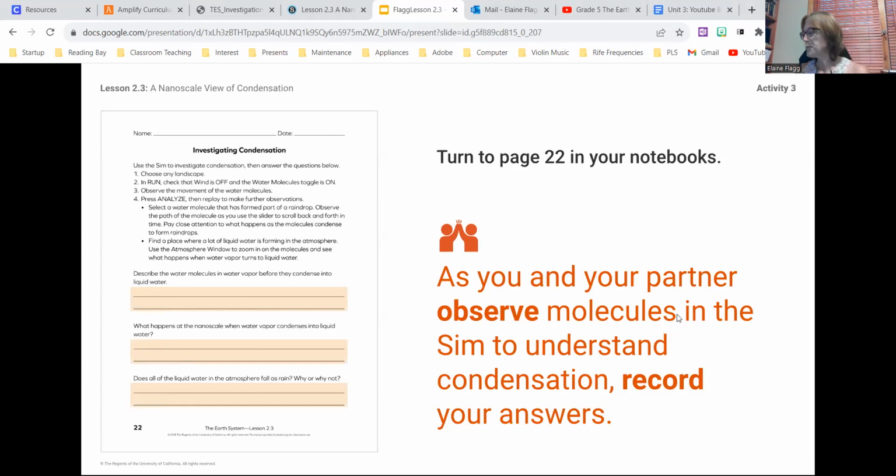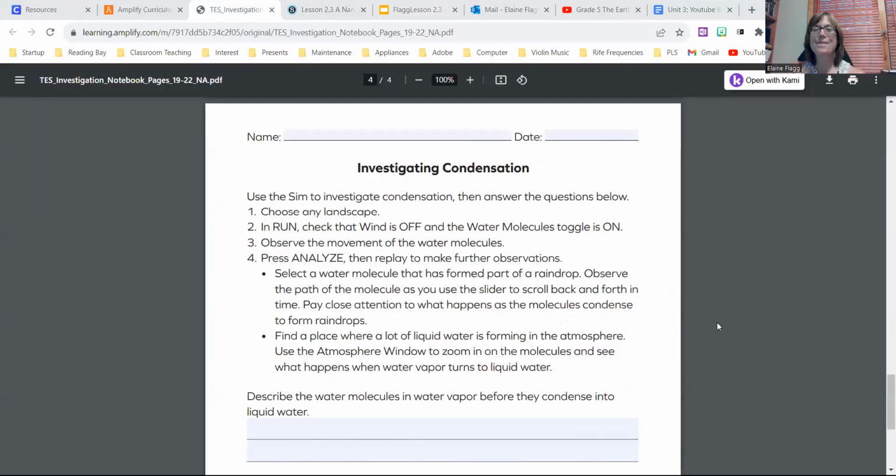Okay, now, I am going to give you about 5 minutes to just access the sim, start looking at it and playing with it a little bit. And I will be back in about 5 minutes. You can press pause on your video. I will press pause on mine, and then I will give you an actual task to do in the sim. All right, I'll be back in a moment.